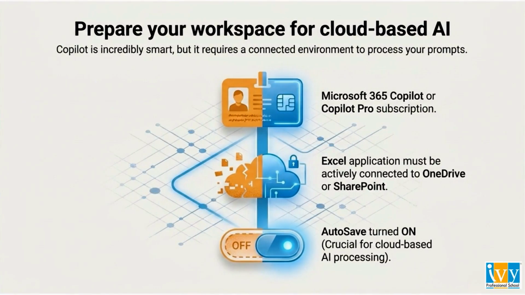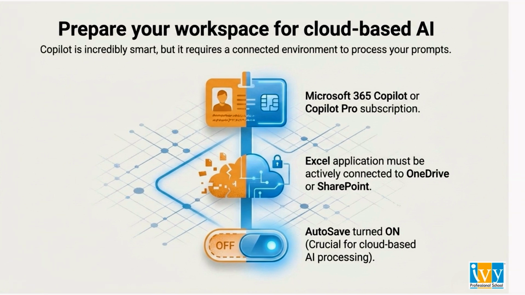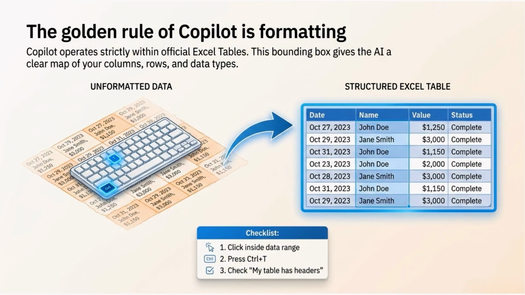Before starting, ensure your environment is ready. You will need a Microsoft 365 Copilot or Copilot Pro subscription. Your workbook must be saved in OneDrive or SharePoint, and you should keep autosave turned on to allow for cloud-based AI processing. The golden rule for working with Copilot is to use official Excel tables. This provides a clear boundary for the AI to understand your data structure. Simply click inside your data range, press Ctrl+T, and confirm that your table includes headers.